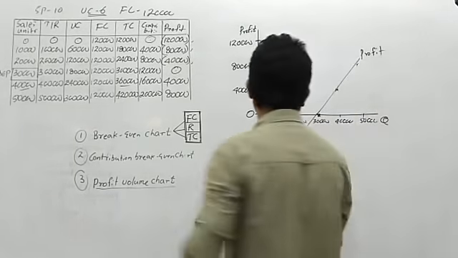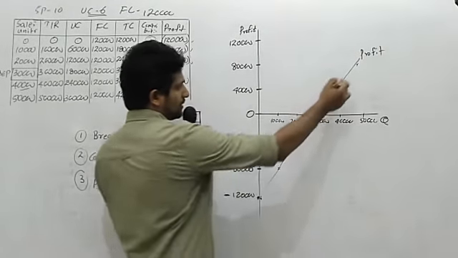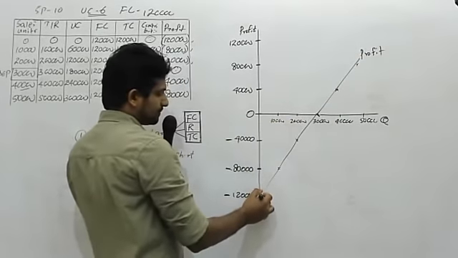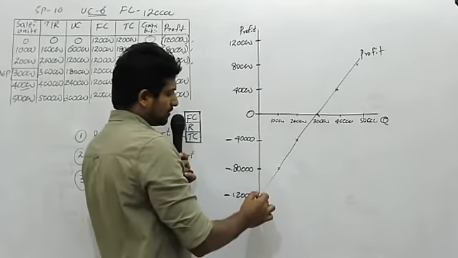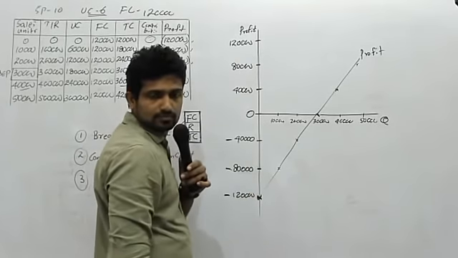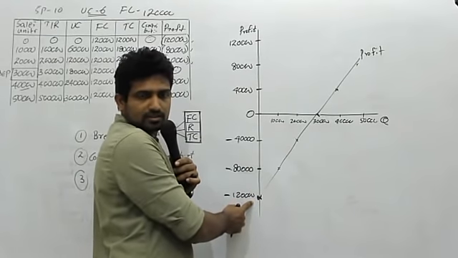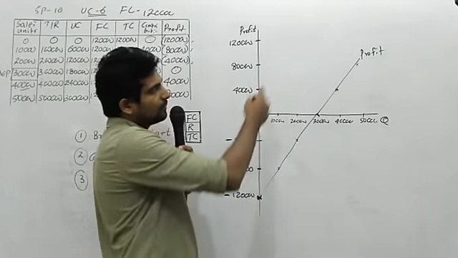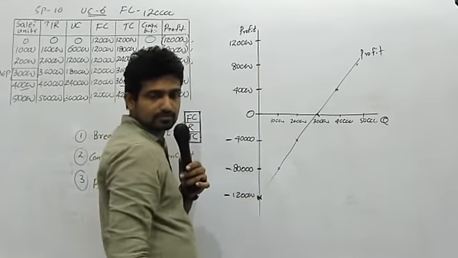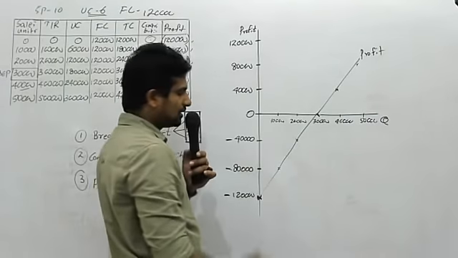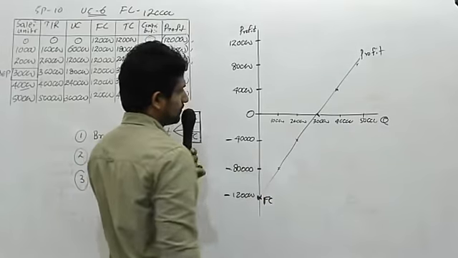Tell me, the point at which the profit line intersects the profit axis. What should this be? Yes, this should be the fixed cost. Very good. This should be fixed cost.